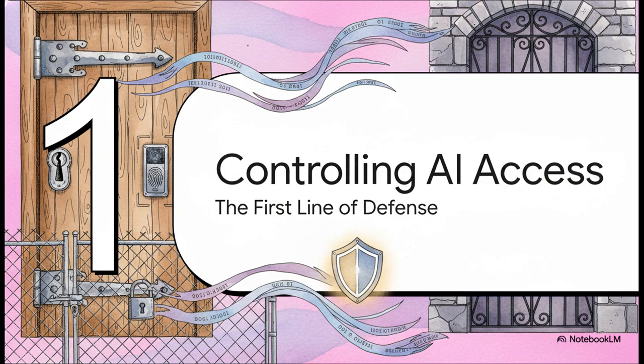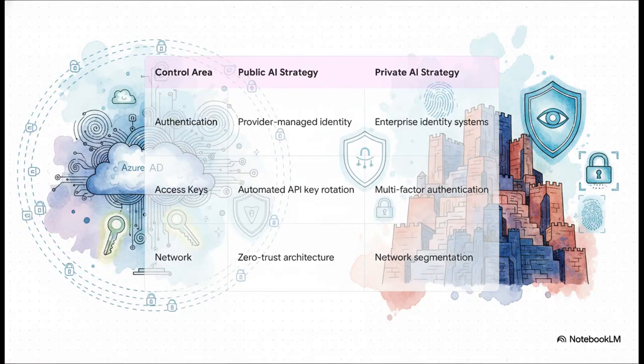Okay, so let's start right at the front door, access control. This is your first, and you could argue, most critical line of defense. How you manage it depends completely on whether you're the renter in the apartment or the owner of the fortress. So what does this actually look like in practice? The big deal is how you check who gets in. For public AI, you're going to lean on the powerful built-in identity services from your cloud provider, things like Azure AD or AWS IAM. The game plan here is super strict API key management and adopting a zero-trust model. Basically, you trust no one and you always verify.